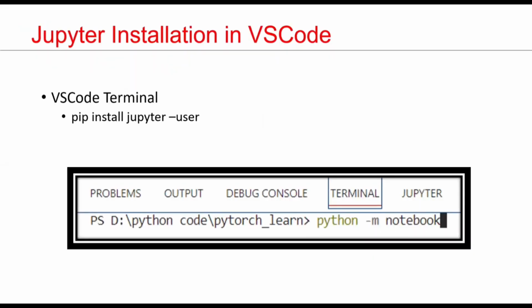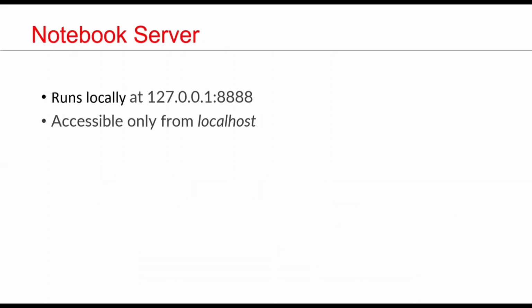Installing Jupyter in VS Code is straightforward using the pip command in the VS Code terminal. As shown here, after installation, we can open the notebook using the command python -m notebook. The notebook is based on a client-server structure, and by default, the notebook server runs locally at 127.0.0.1 and at the port 8888, and they are accessible only from the localhost.